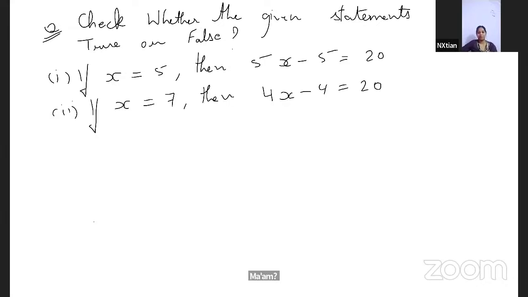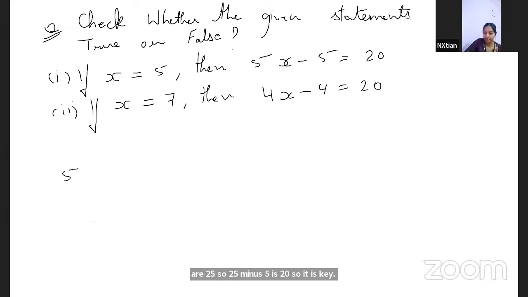Okay. So anybody wants to make a correction? No, ma'am. It's true. Yes, Edwin, explain. I got the first one true and the second one false. Okay. Explain the first one, Edric. Okay, so x equals 5, then 5x minus 5 is 20 because 5x means 5 into 5. So 5 fives are 25. So 25 minus 5 is 20. So it is true. Yes, that's right.